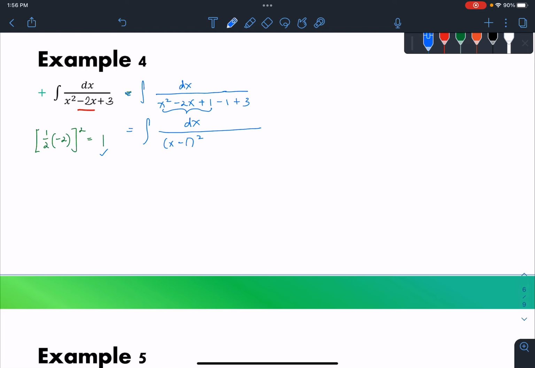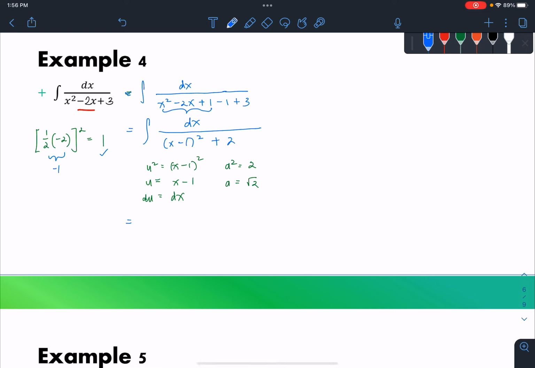So the minus 1 there, it came here. So 1/2 of negative 2, it's negative 1. So that's why it's x minus 1 squared. And then negative 1 plus 3, that would be positive 2. Okay, so positive 2. Then, it resembles the arc tangent. Our u squared is x minus 1 squared. So our u then will be, the square root of that would be x minus 1, and then its derivative will be dx. So for our constant a squared, it's 2. So a then is square root of 2.